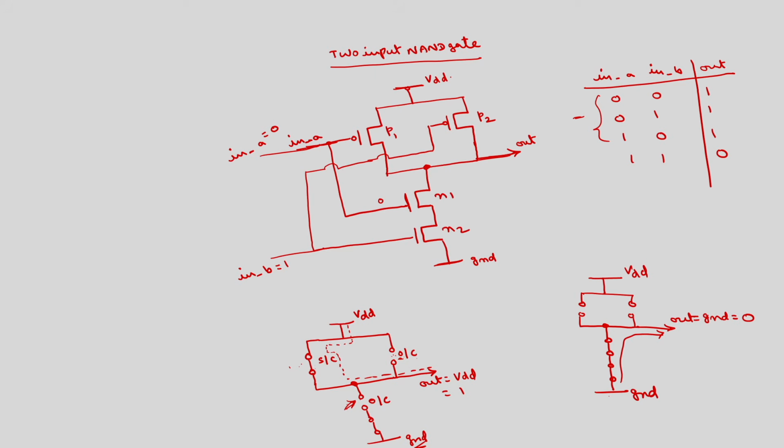Now, how to write the code corresponding to this two input NAND gate. First we have to write down the source and drains of this NAND gate. Okay. This is the source, gate, drain. This is source of N2, this is gate of N2, this is drain of N2. Similarly, here these are sources for PMOS, these are drains and these are gates.